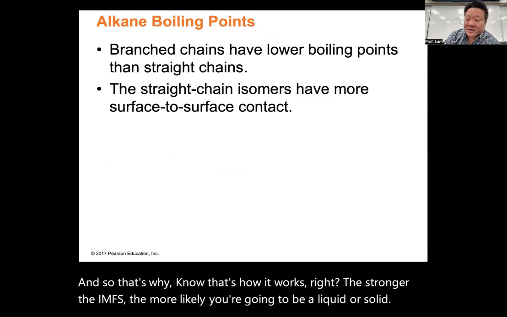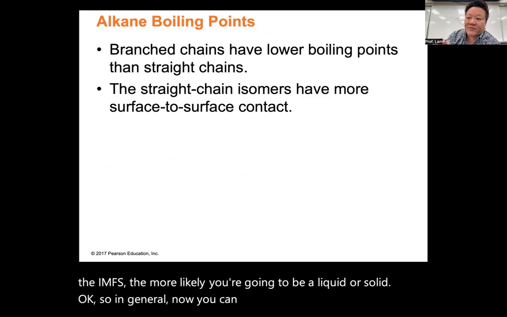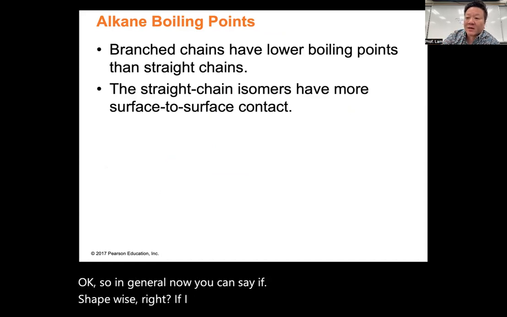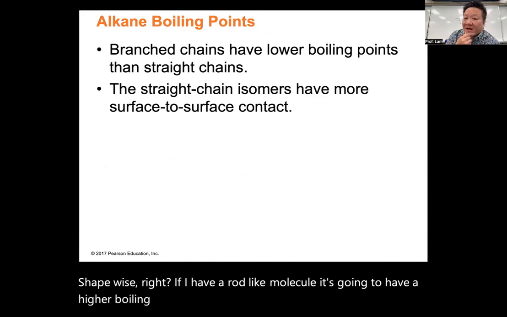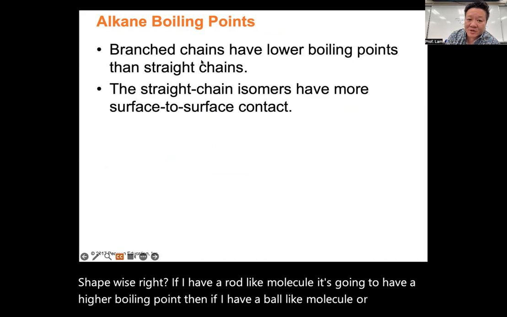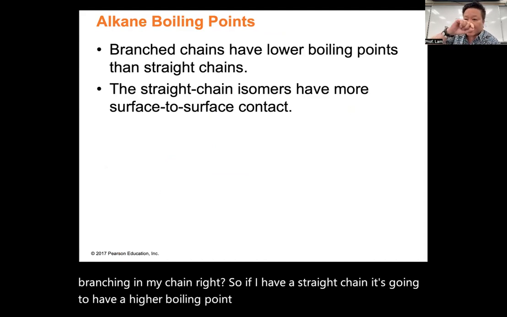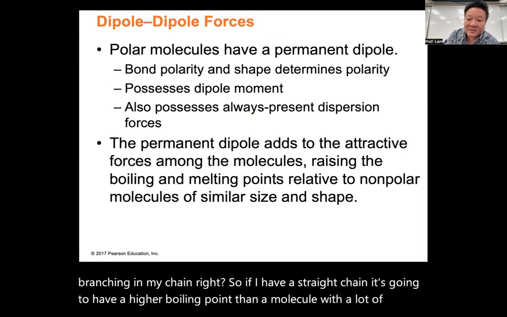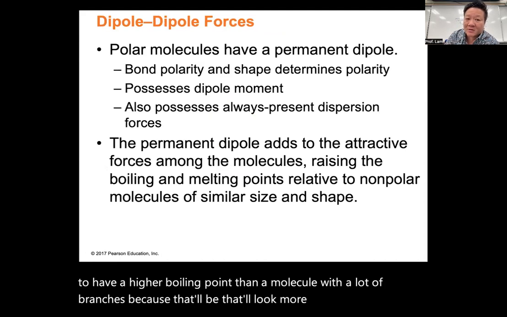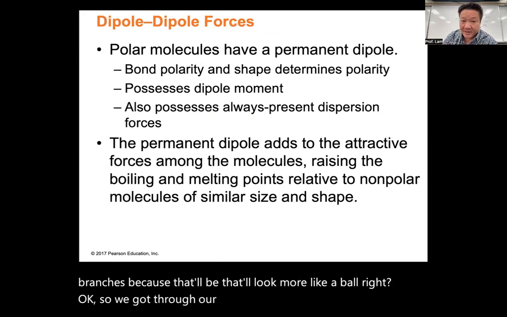In general now you can say, shape-wise, if I have a rod-like molecule, it's going to have a higher boiling point than if I have a ball-like molecule or lots of branching in my chain. So if I have a straight chain, it's going to have a higher boiling point than a molecule with a lot of branches, because that will look more like a ball. So we got through our first IMF, dispersion forces.